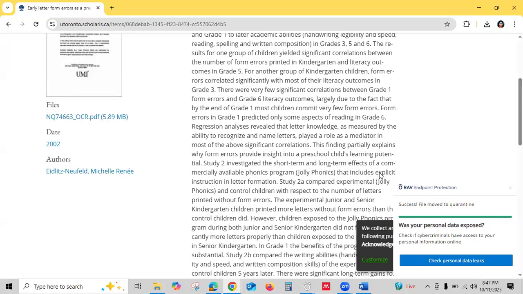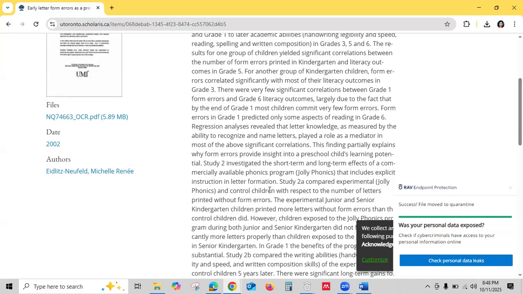That includes explicit instruction in letter formation. This Jolly Phonics can be used for letter formation. Study 2A compared experimental Jolly Phonics and control children with respect to the number of letters printed without form errors. So this is the kind of method they have used. Experimental research was used, taking an experimental group and a control group. With the experimental group, they use the method. With the control group, they don't use the method.